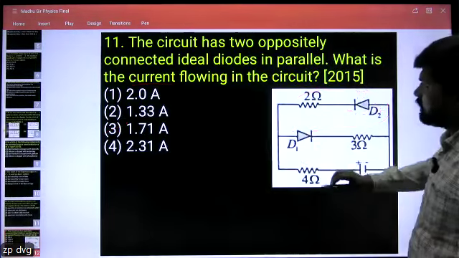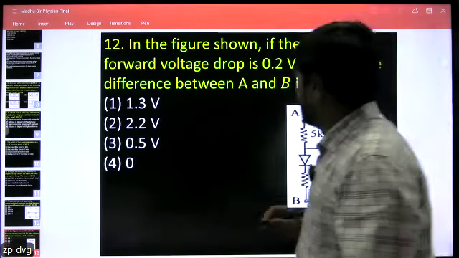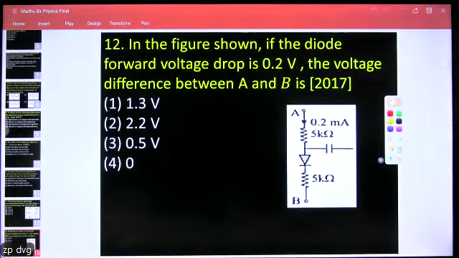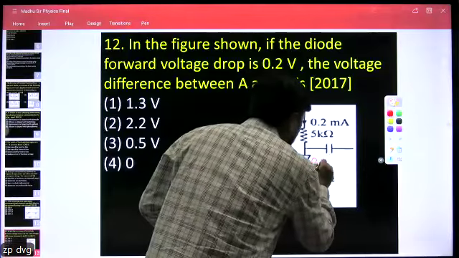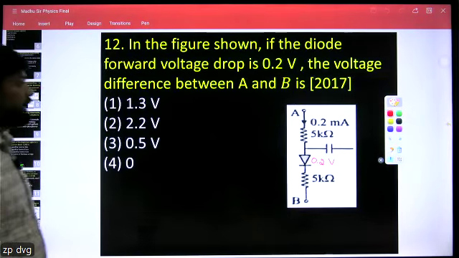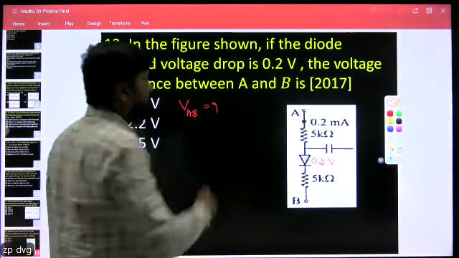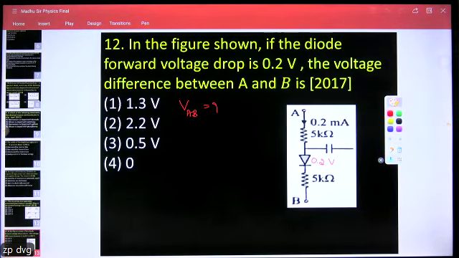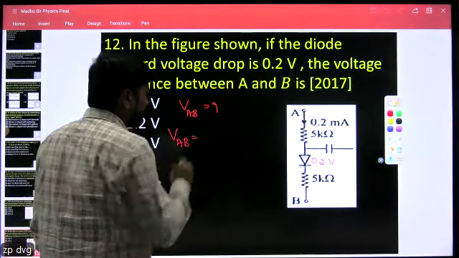Now we can switch on to the next question. In the figure shown, if the diode forward bias voltage drop is 0.2 volt, ಇಲ್ಲಿ 0.2 volt ಅವರೇ ಕೊಟ್ಟಿದ್ದಾರೆ. The voltage difference between A and B, VAB, is equal to what? Here, for the potential across VAB, we are going to apply Kirchhoff's law.